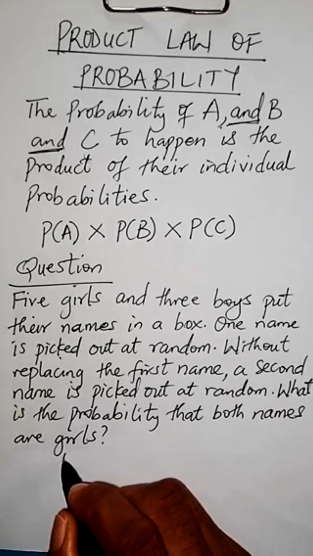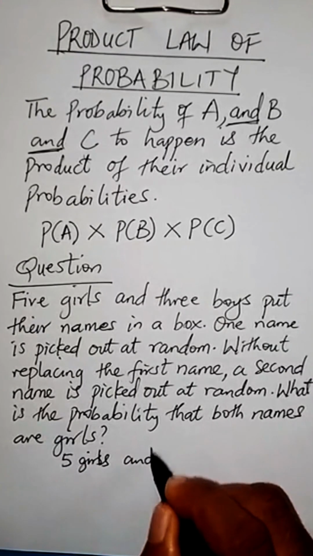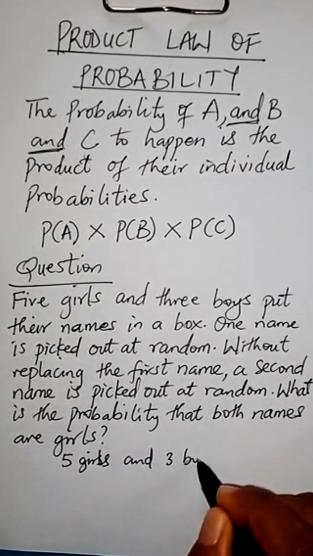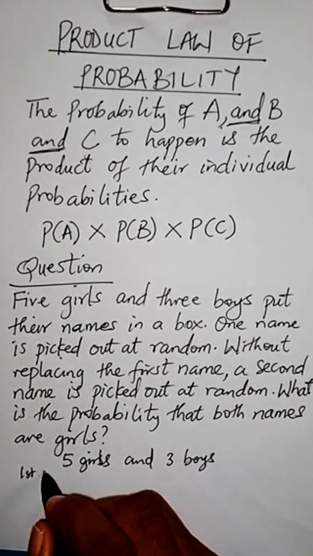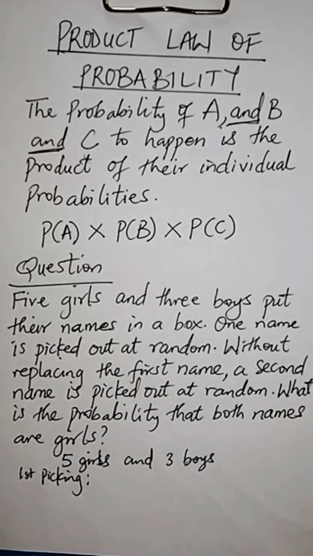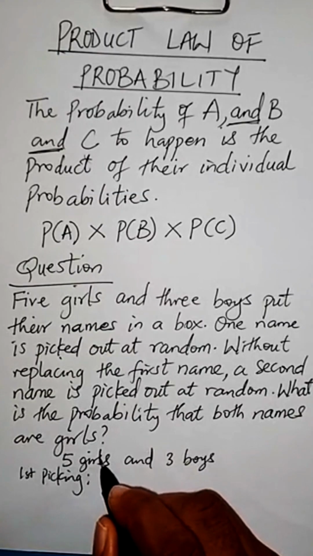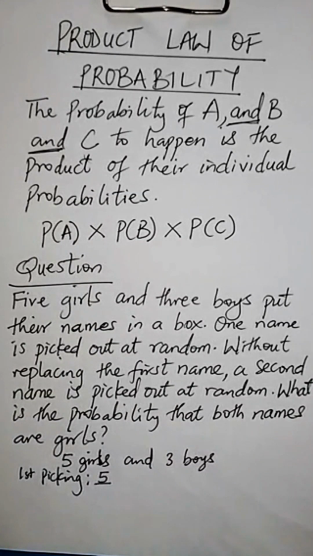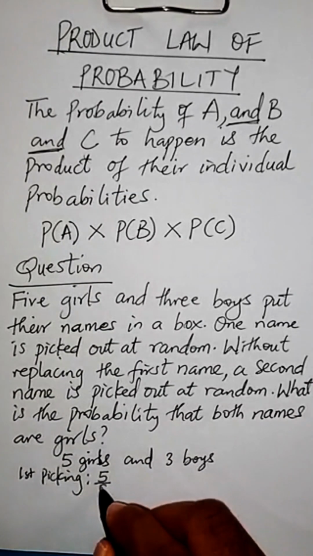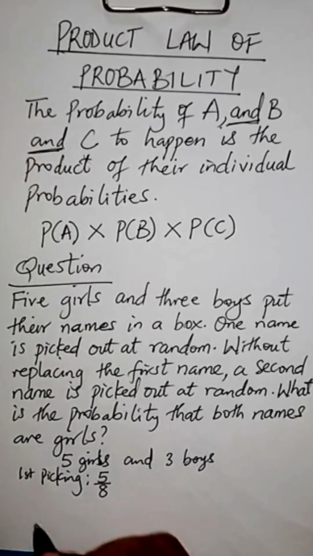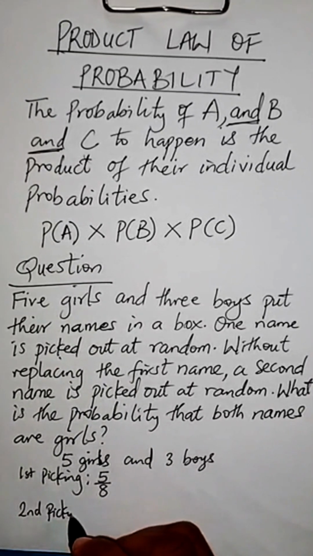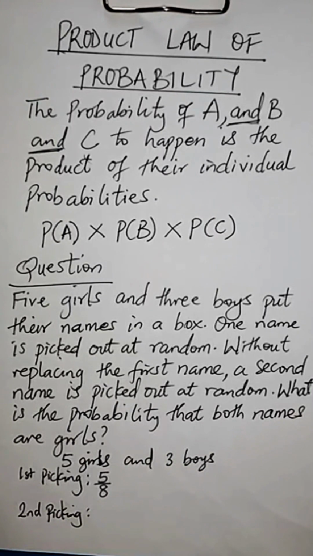So we have 5 girls and 3 boys. Now, if this is the first picking, what is the probability of picking a girl? It is 5 because there are 5 girls, out of the total number of names there, 5 plus 3, which is 8. That's the first picking. Now let's go to the second picking. In the second picking, it was also a girl that was picked, because the question says, what is the probability that both names are girls?